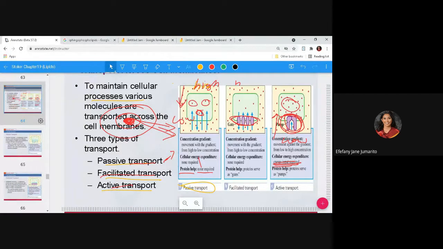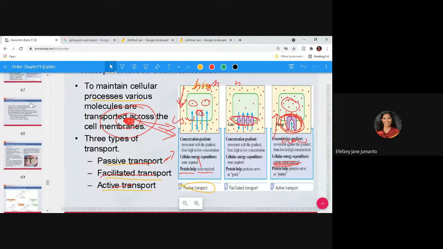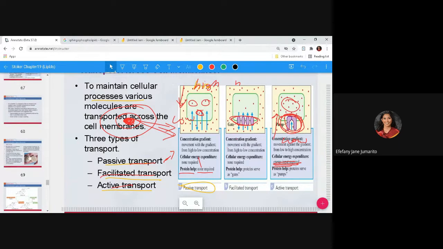Then we have your active transport. Active transport, again, requires energy or ATP. Okay, ATP or energy. So that's it. It requires ATP.